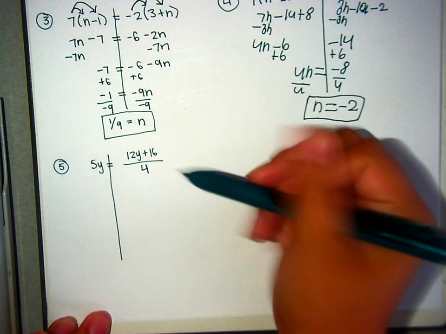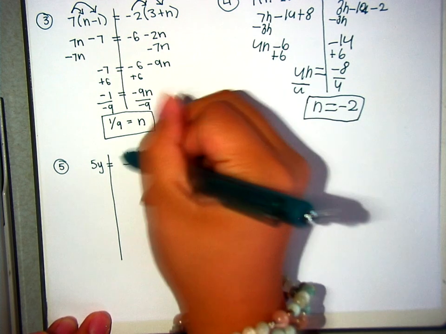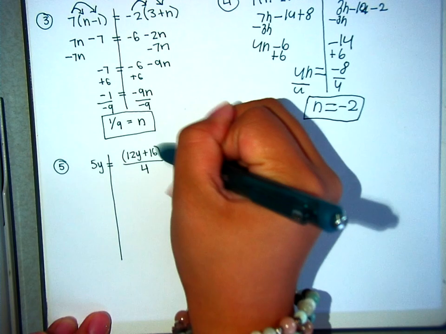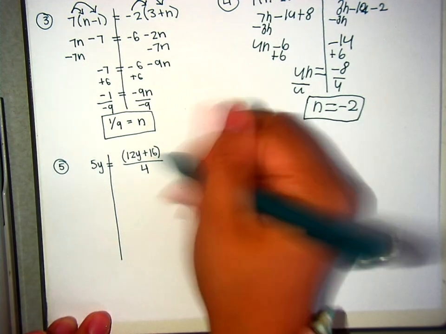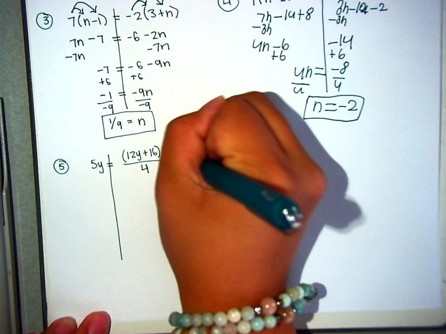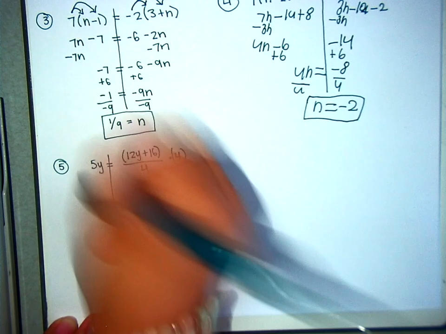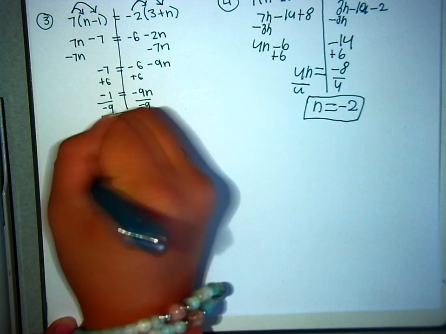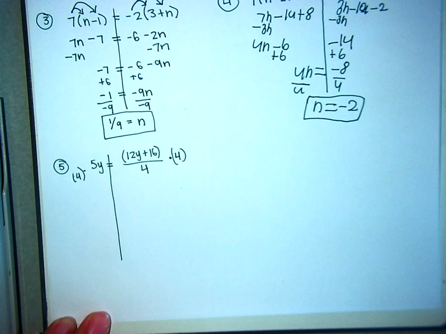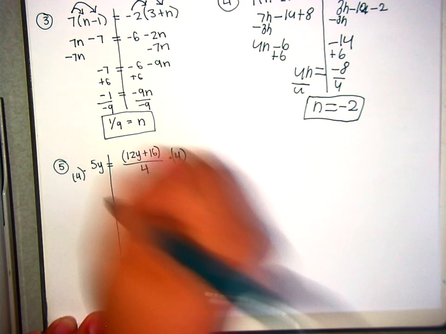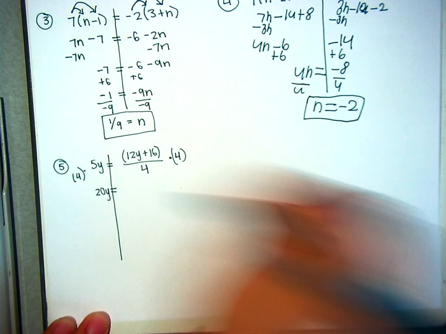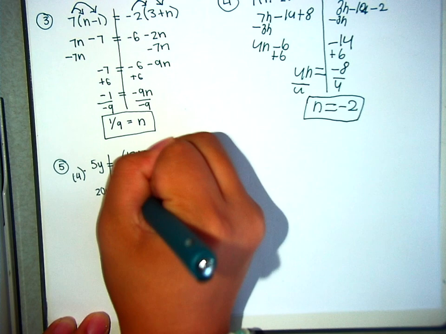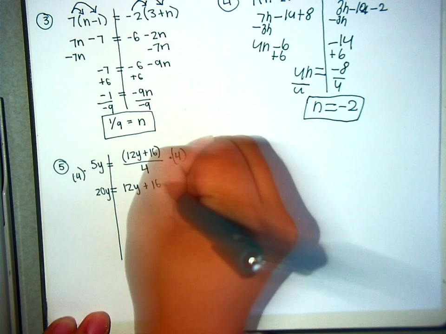Okay, so we see this fraction, right? But when we're solving, we have to imagine that there are parentheses at the top. So to get rid of this fraction, we have to multiply by 4 on both sides, because a fraction bar is like dividing, and the opposite of dividing is multiplying. So 5y times 4 gets you 20y. And then we have 12y plus 16 on this side.